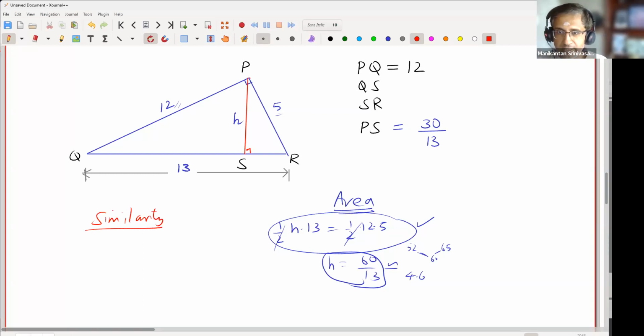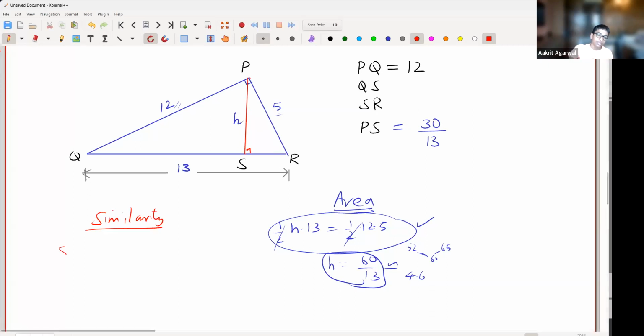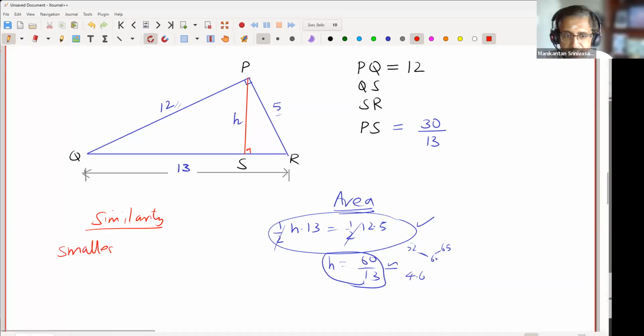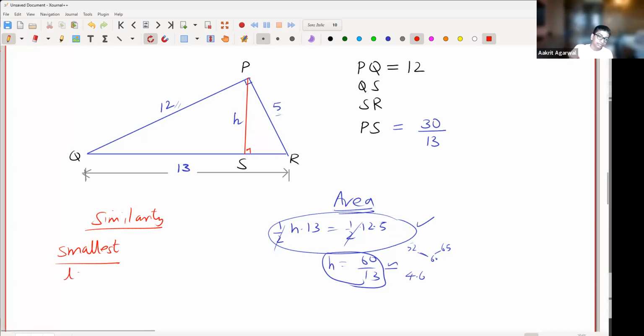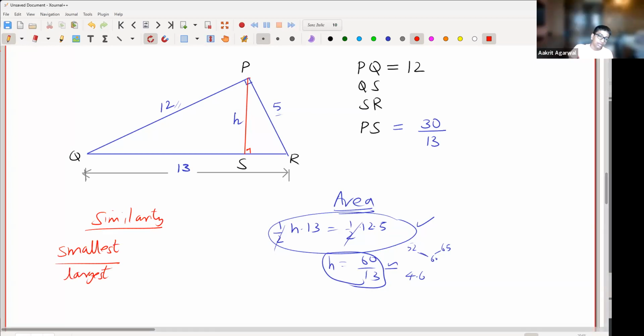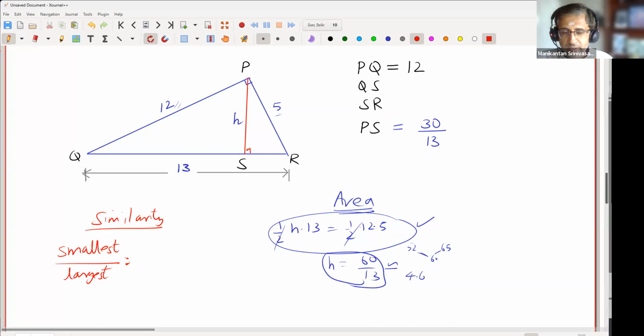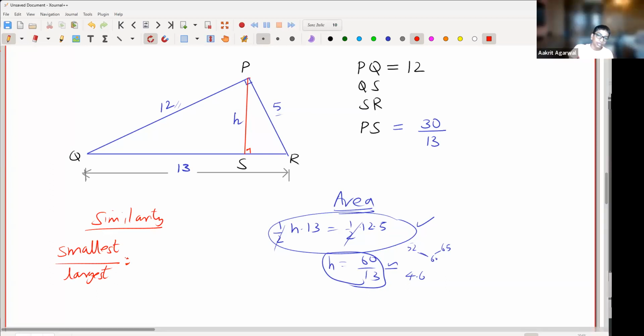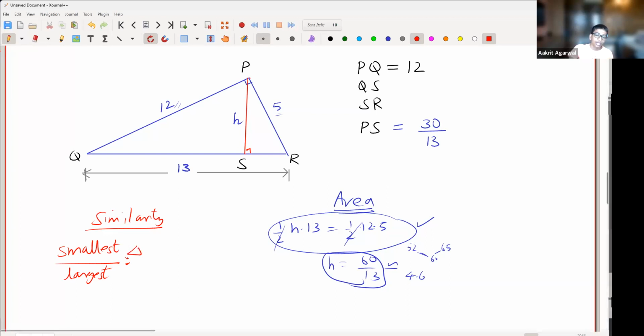I'll give it to Akrit. Akrit, using similarity, explain, please. Yes, so RS is the smallest side in the triangle. Which triangles, first of all, are you comparing? The smallest triangle and the largest triangle. So smallest and largest you're comparing. Okay, all right. So SR is the smallest side. That's what we want to find, right? So that upon the largest side is 5. So just call that RS upon 5.